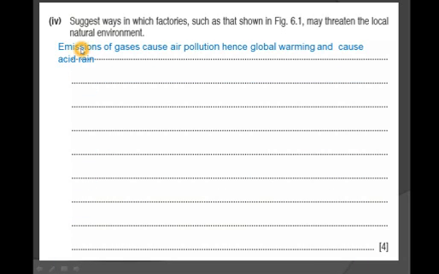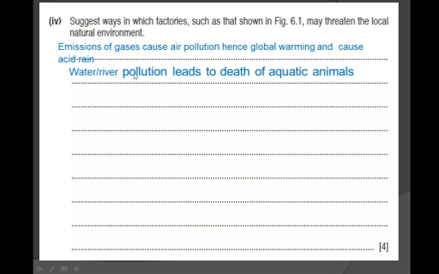So we have emissions of gases which cause air pollution, of course, hence leading to global warming and can cause acid rain. And we all know about acid rain. It's not good news for crops and buildings. Another point is water and river pollution. So basically water pollution, which leads to the death of aquatic animals, of course fish, and that would cause food shortage in the area.